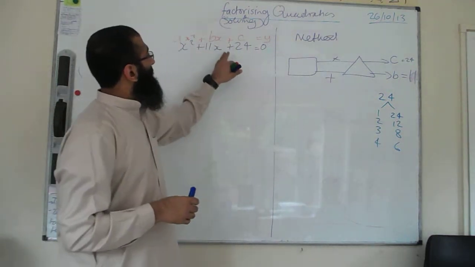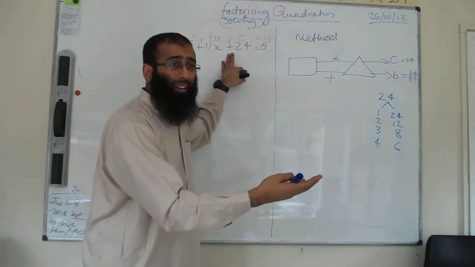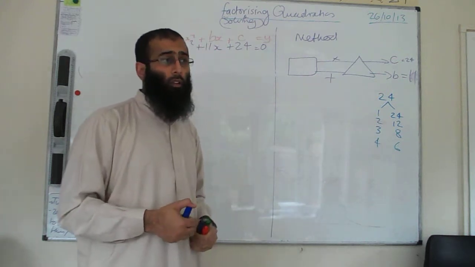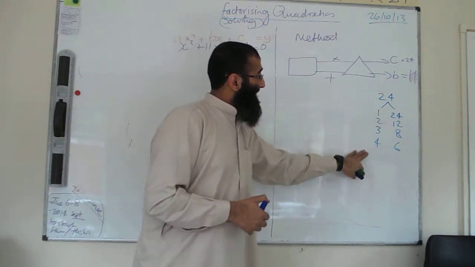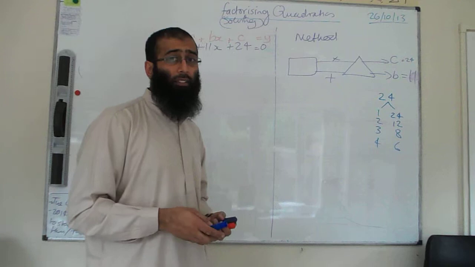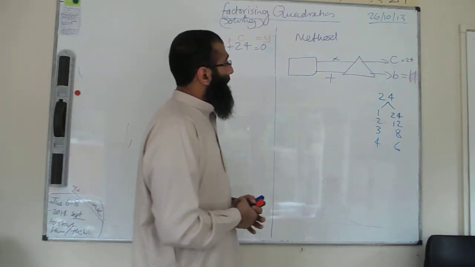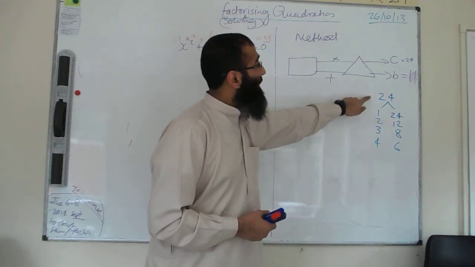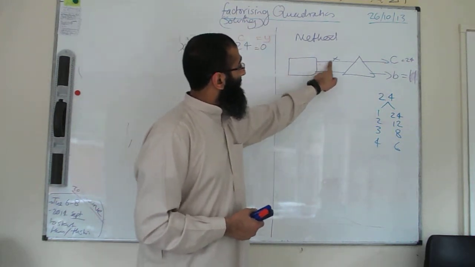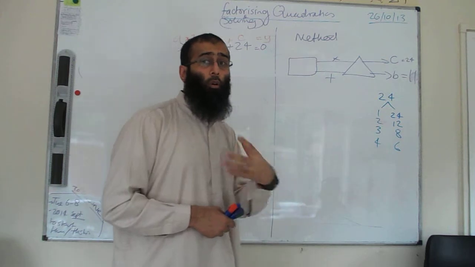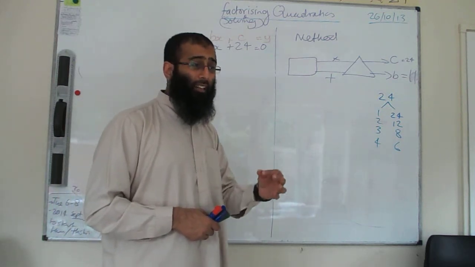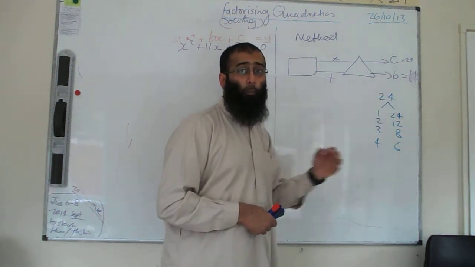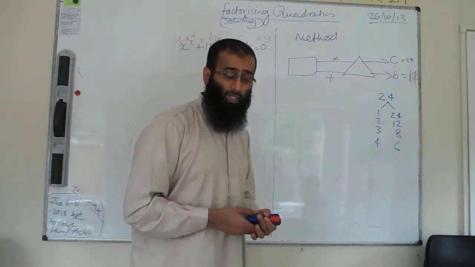Now, because it multiplies to give us a positive number and adds up to give a positive number, we only really need to consider the positive sets of numbers that multiply to give you 24. All of these sets multiply to give you 24, so all of them satisfy the first condition. But only one of them will satisfy the second condition, where we have to add up to give you the b value, which is 11. So let's look through that nice and carefully.